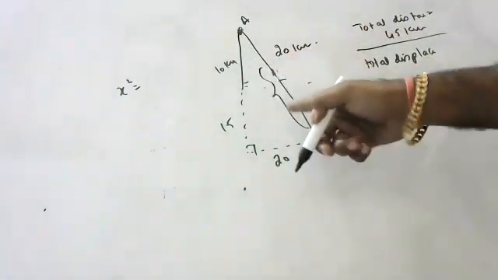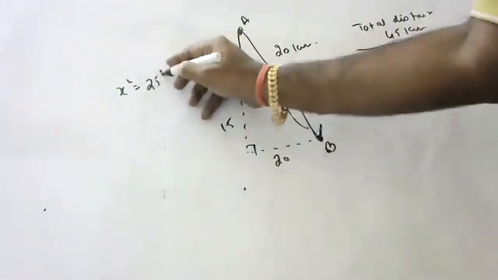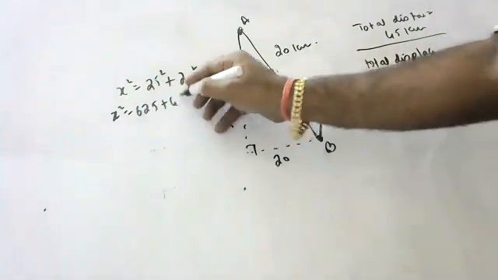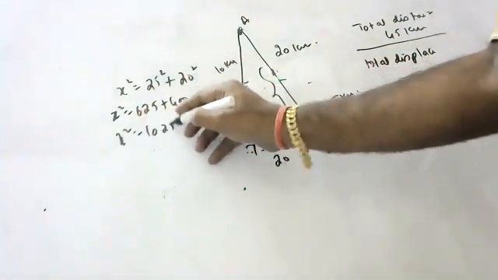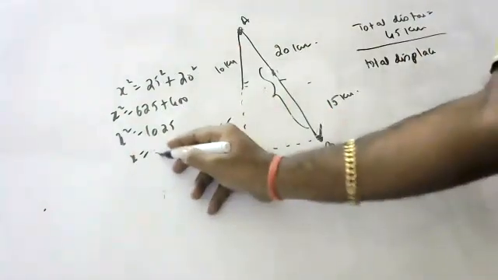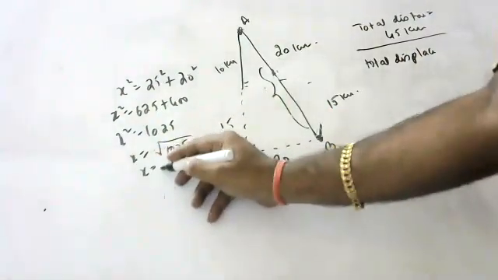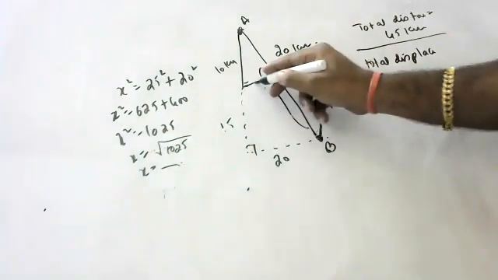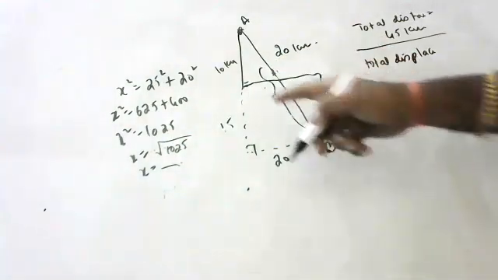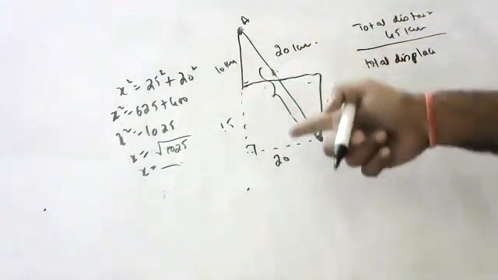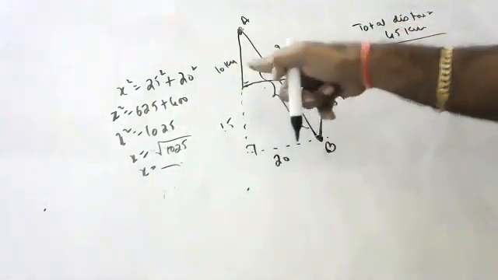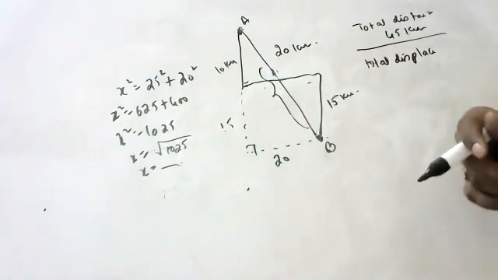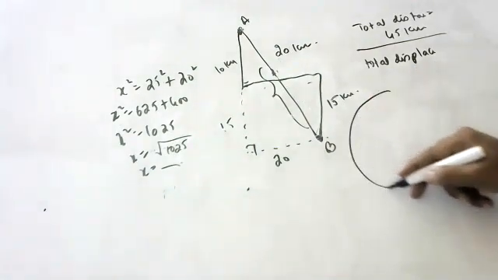X is what you have to find out, children. X square is 25 square plus 20 square. So children, x square is equal to 625 plus 400. So x square is equal to 1025. So x is equal to root of 1025 kilometers. This is the displacement. Like that you have to put it. What I did is true, but if you want to find this, there is no other option. This is 20, this is 20, this is 15, this is 15, and then forget about this middle line. This will become a right angle triangle. Now you apply the Pythagoras theorem. You are going to get it. Okay, like that you have to do.